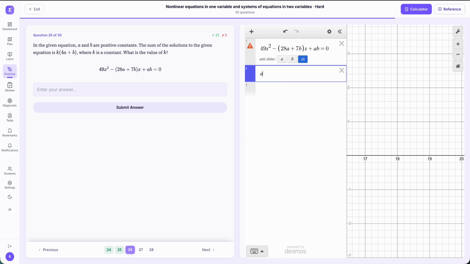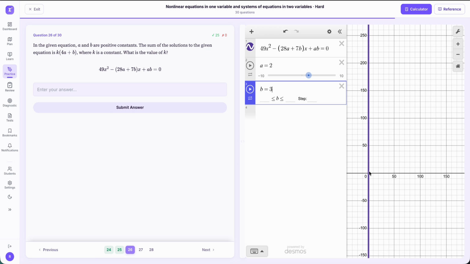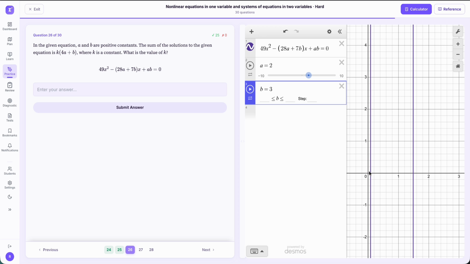So I can go like this. A is 2, B is 3. I don't like to use 0 or 1, right? You can't use 0, but I still don't like to use 1. And these are our solutions, right? Now I can literally click on it.